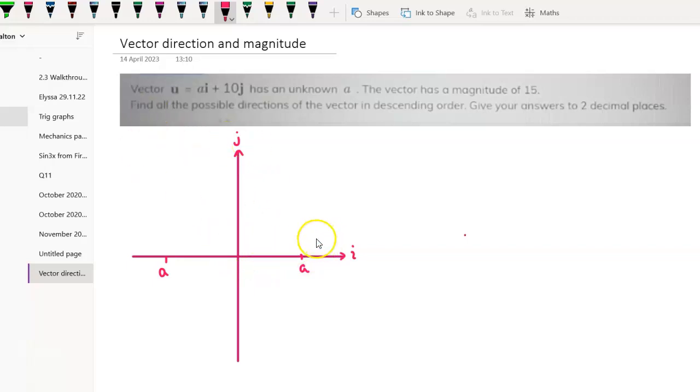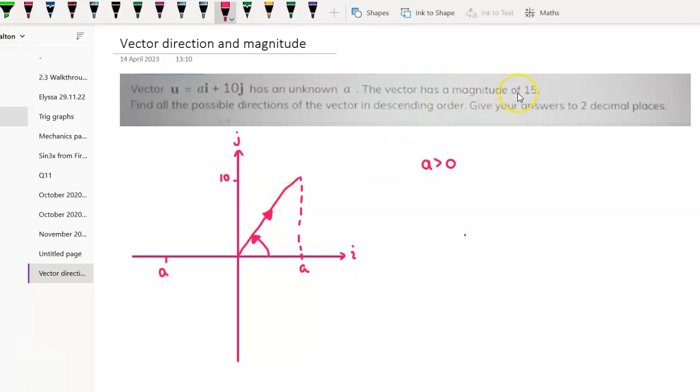So if a is greater than 0, then we're going to go a in that direction and 10 up. Okay, 10 in the j direction. So we're going to go like that overall, so our vector's going like that. Right, and we always measure the direction of our vectors from the positive x-axis, anti-clockwise. So we want this angle here.